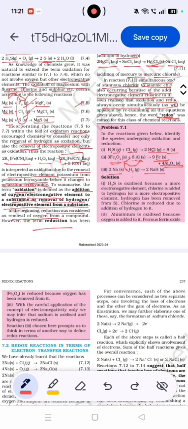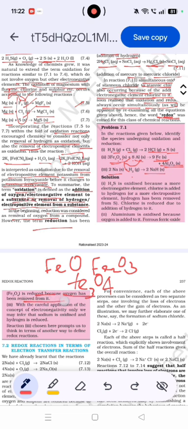Ferrous ferric oxide. See, ferrous ferric oxide is the combined form of FeO and Fe2O3. That is Fe3O4. Ferrous ferric oxide is reduced because the oxygen is removed. Okay, Fe3O4 is reduced and Al is oxidized.